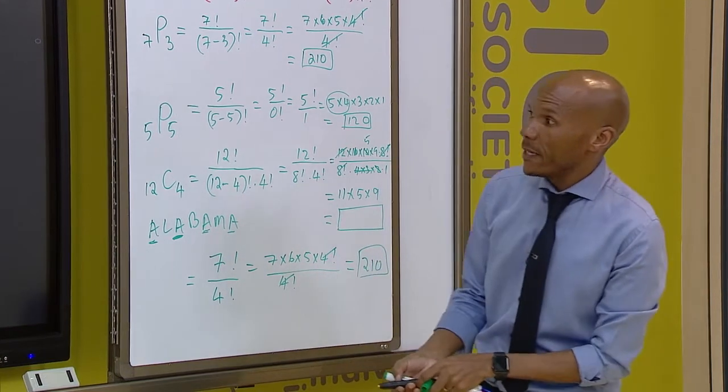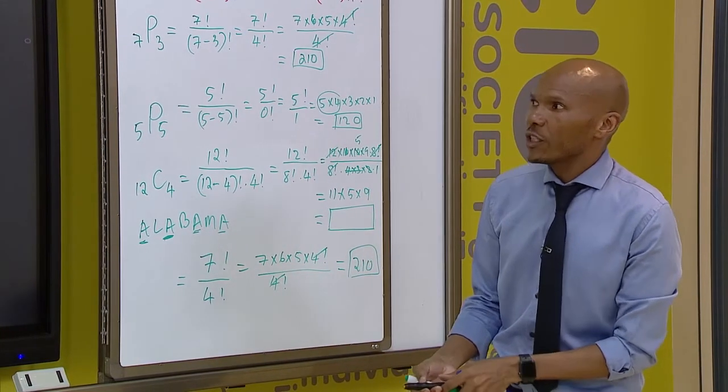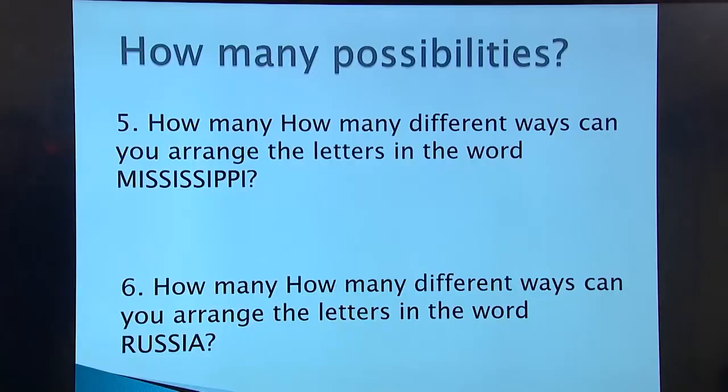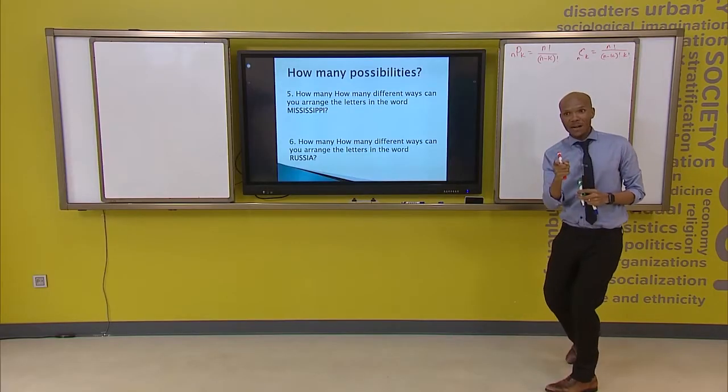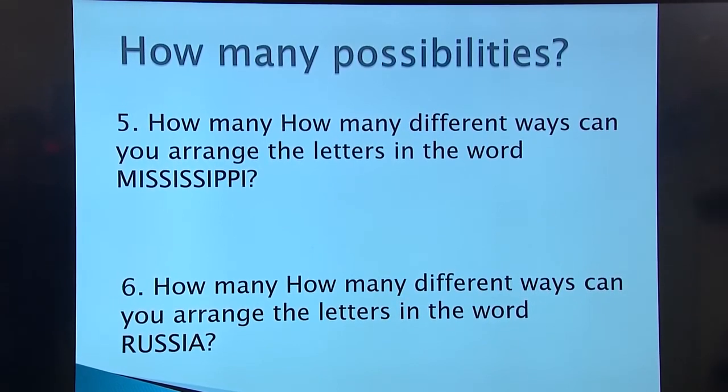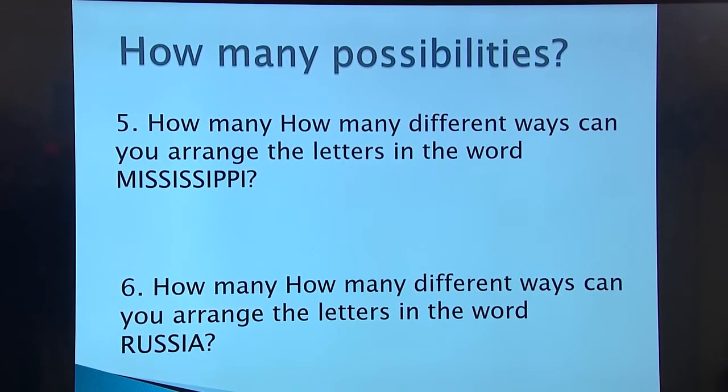And then I want you now to do the questions that I have on the board. I'll give you just 1 minute to do the questions on the board. I'm counting. Okay, now time is up. All right, let's look at it. This question 5 has Mississippi.